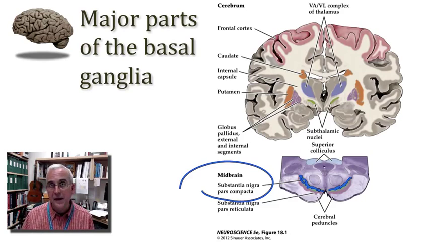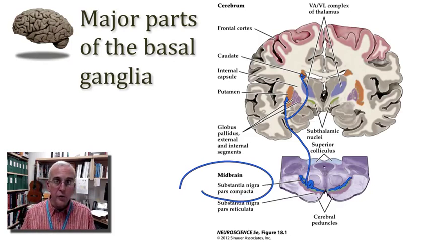dark substance its name. Dopamine is released at the axon terminals of these cells, and the projections from this pars compacta of the substantia nigra are targeted to the striatum, to the putamen, and to the caudate nucleus. So dopamine from the midbrain becomes an important neuromodulator of basal ganglia function. We'll spend a bit of time talking about that.